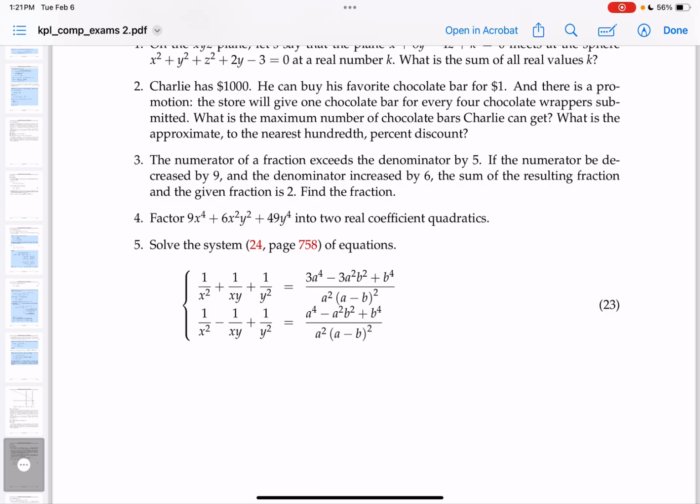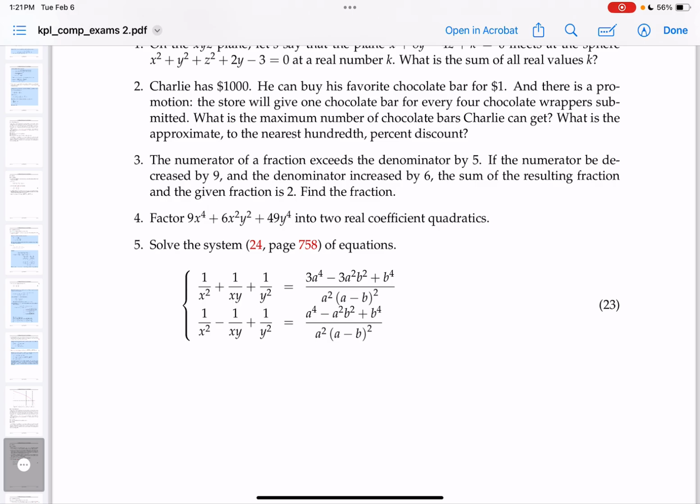Okay, number two, Charlie has $1,000. He can buy his favorite chocolate bar for $1. That to me means he can buy 1,000 chocolate bars. And again, we're not considering tax at this point. It says there is a promotion, and the store will give one chocolate bar for every 4 chocolate wrappers submitted. What is the maximum number of chocolate bars Charlie can get?